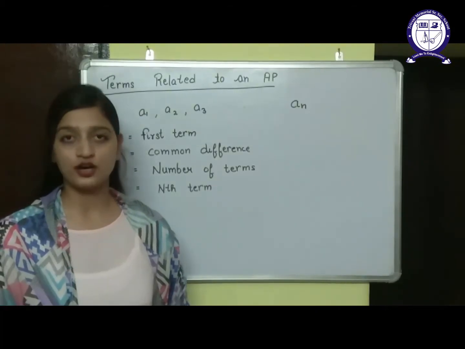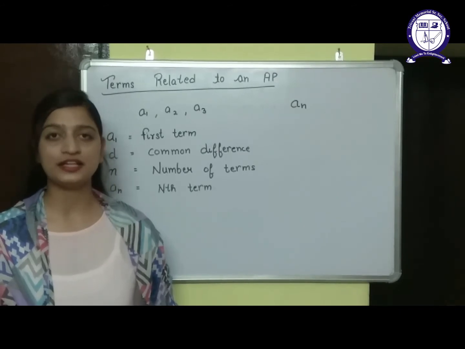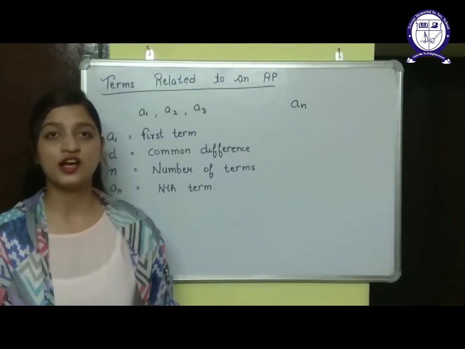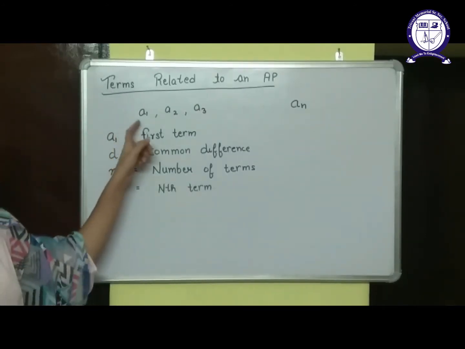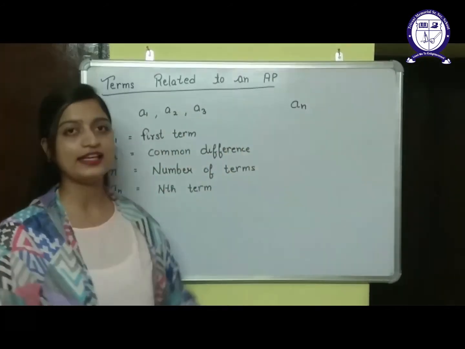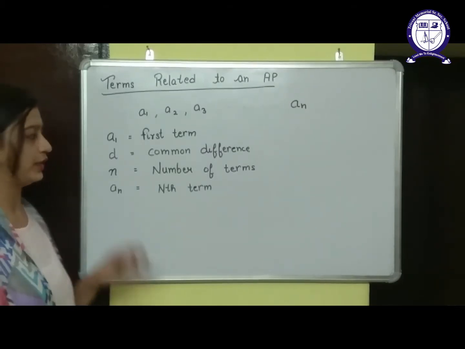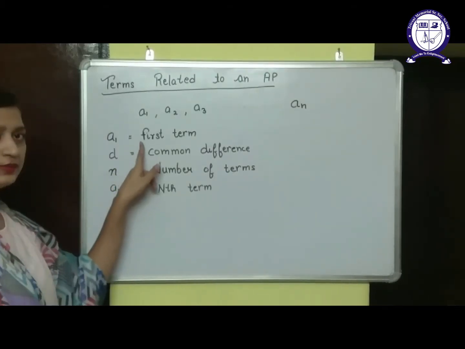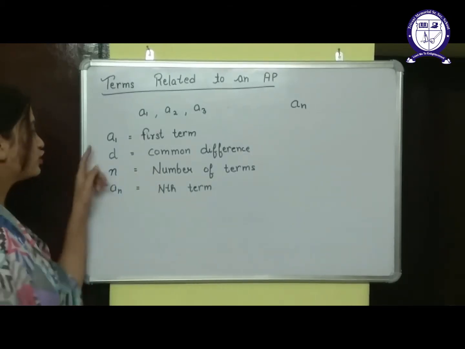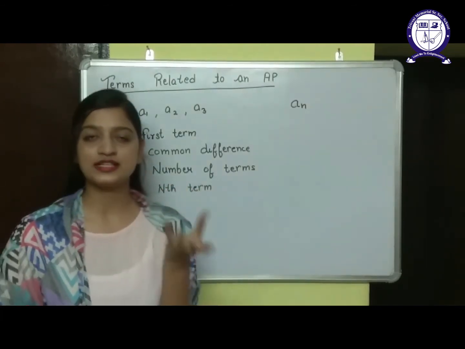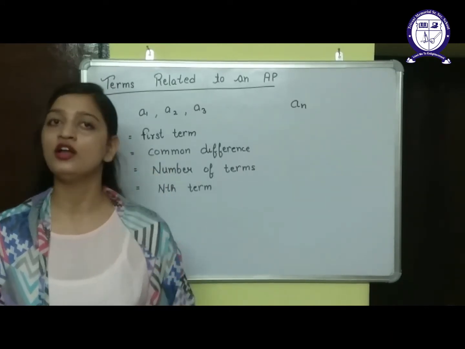Now, here are some terms that are related to AP. That is, whenever you do any question related to AP, you will come across some terms or some symbols. So suppose A1, A2, A3 till AN is my AP. Okay, so there will be 4 terms related to it. The first one is first term, then common difference, number of terms, and nth term. So first is first term. By the name it suggests that in an AP, the very first number written will be your first term.